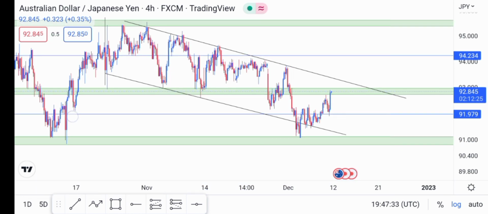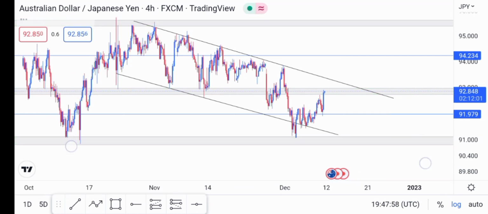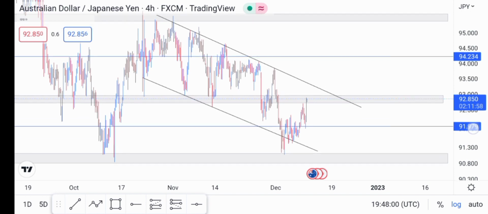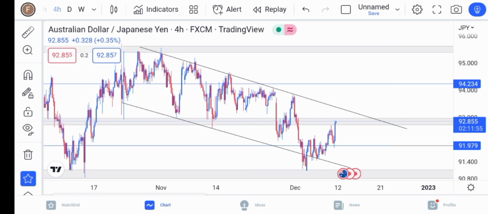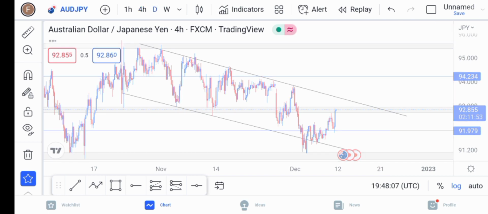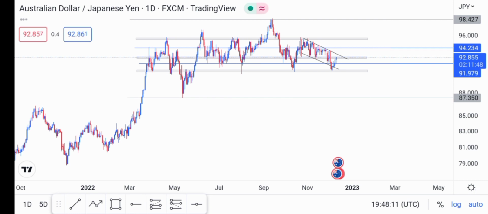So this is what we have. Those levels, let me change these colors. I like to keep my charts as clean as possible. So if you look closely, this is what we have. Let us go back to the daily time frame. Bear in mind, guys, I'm going to show you how the market moves. Before you trade a pair, any currency pair, you have to know how it moves.